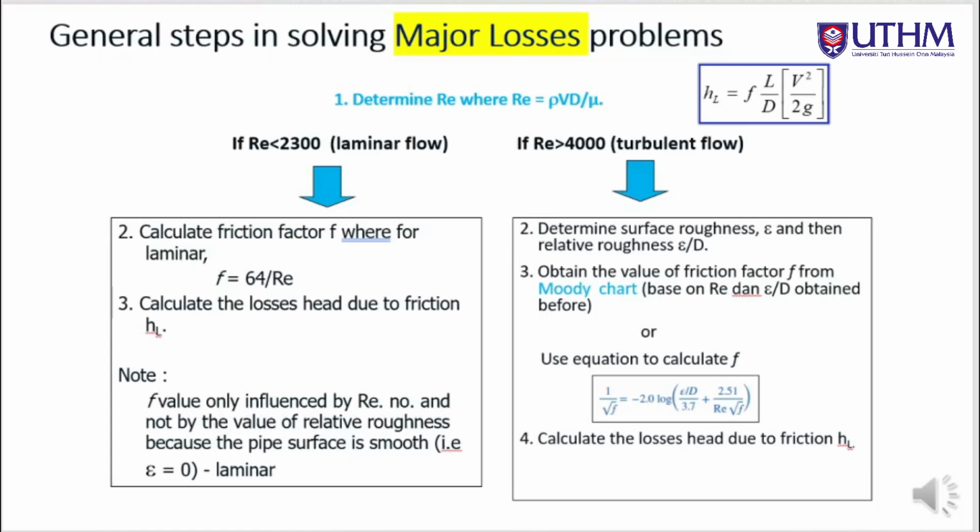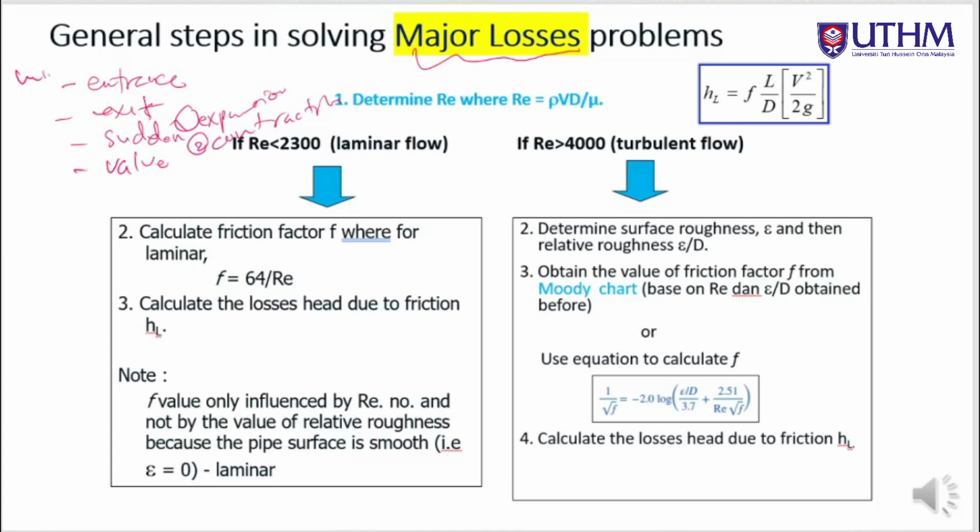So this is a general step in solving major losses that you can refer to. So earlier I mentioned about minor losses. Minor losses depend on 4 situations. One is due to entrance, then exit, then sudden expansion or contraction, and thirdly, if there is a valve. These are minor losses.